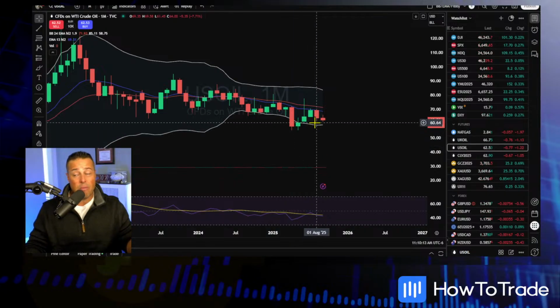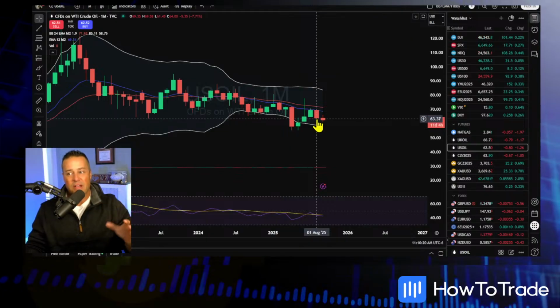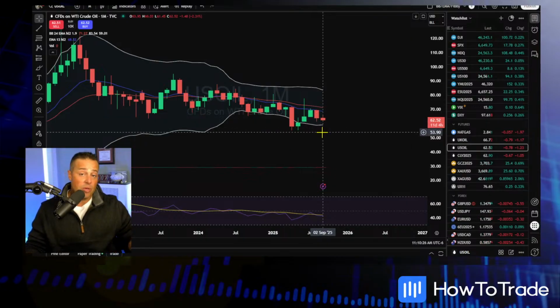August was a negative month of about 7.5%. Typically a negative month. Not always, but it stands to reason going into September and October, that's when you want to start selling. That's when the institutions are like, okay, let's go ahead and hedge our bets for the winter months of WTI crude and also UK crude.